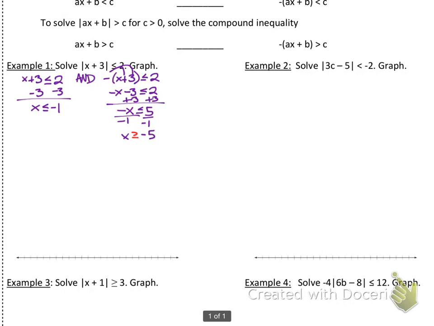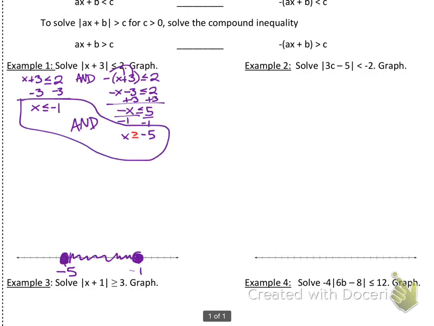So when I draw my picture, it's less than or equal to negative 1 and greater than or equal to negative 5. So I'm going to have my negative 1 and my negative 5. Now it's "or equal to," so they're both closed. And it's less than negative 1, greater than negative 5. So we are everything in between because that was an "and." So this is your answer.